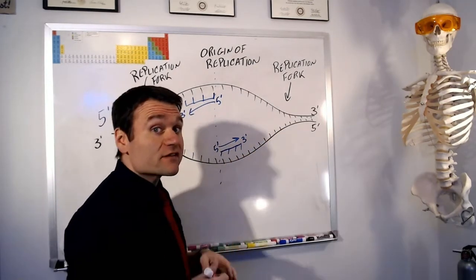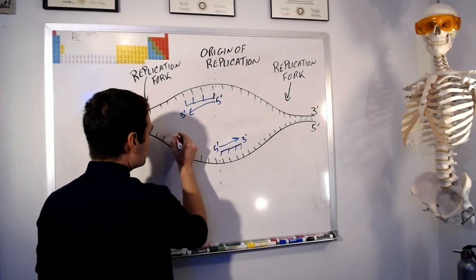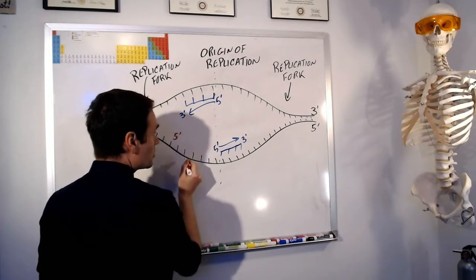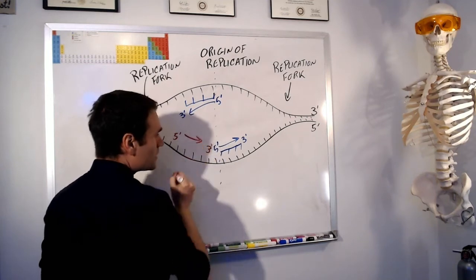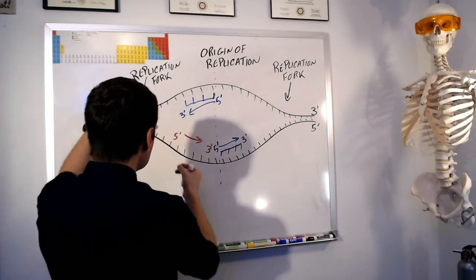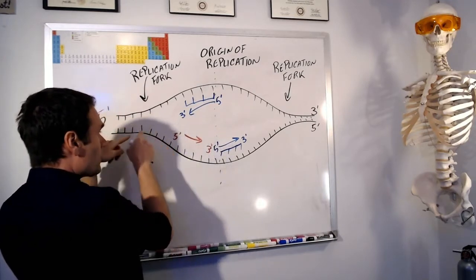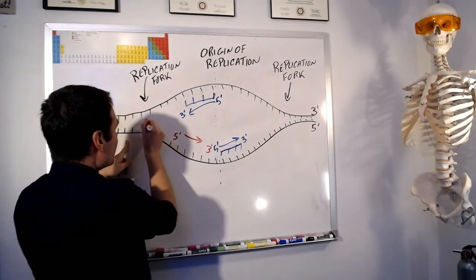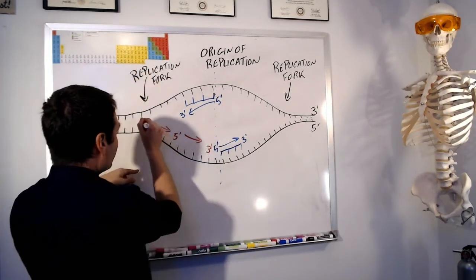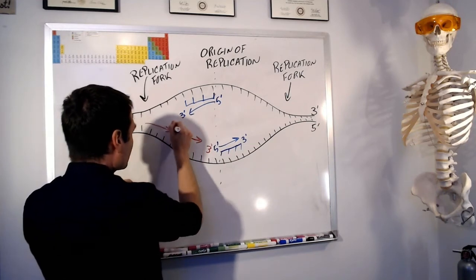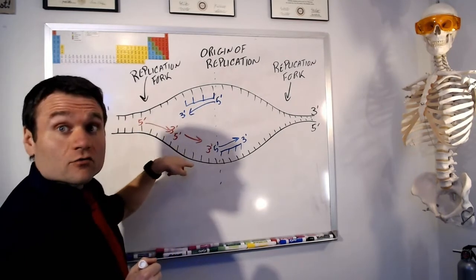However, on the opposite side of the origin of replication, well, this is still the 5' direction over here, and this is the 3', but we can only move in this direction. So we keep opening up more and more bases, but we have to essentially keep running over here and starting a new DNA segment in order to fill in the gap. I create a little bit more of a gap, I have to make a new DNA segment in order to catch up.